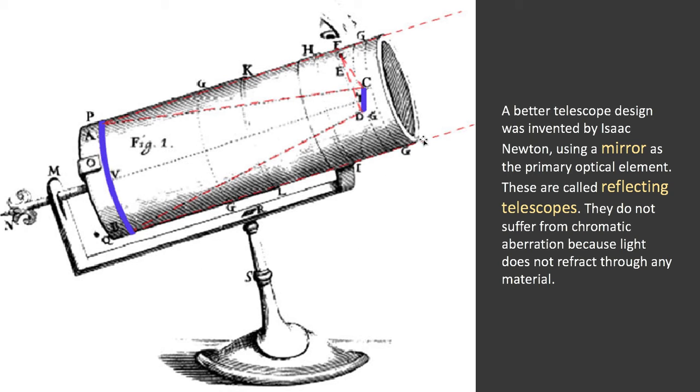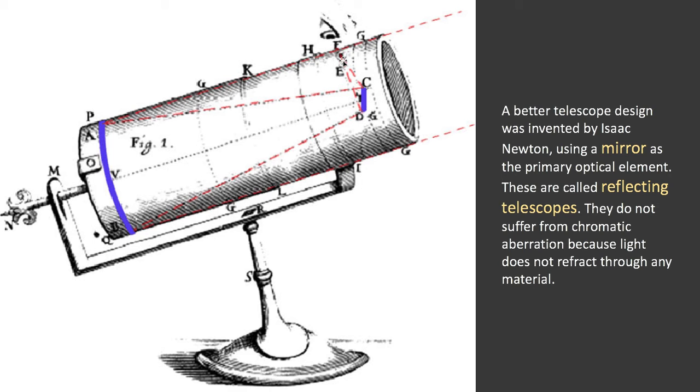It has an aperture where light enters in, but instead of going through a lens, it actually goes through just an open aperture. There's nothing here. And it reflects off a mirror, which redirects the light off a flat mirror here, which takes it into your eye where you can see.